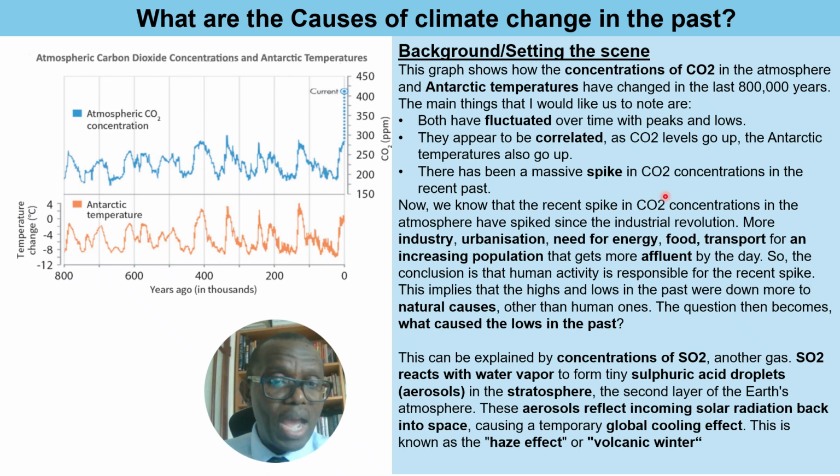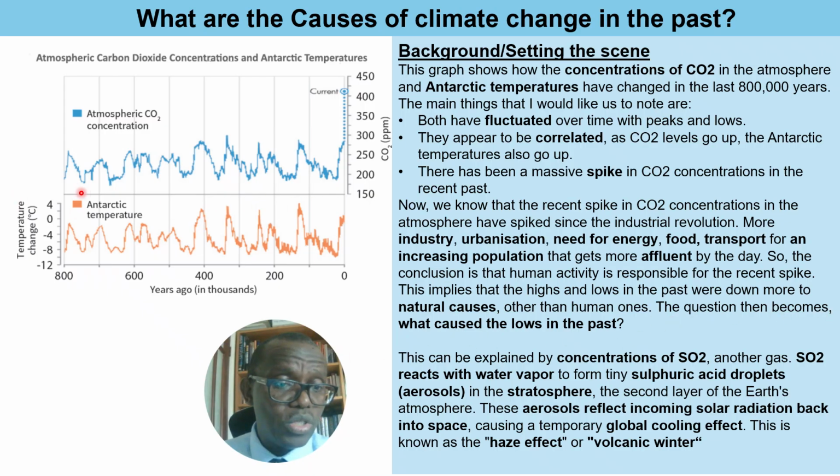And that's where the causes of climate change in the past come in, in terms of there being another factor that was influencing climate. So those are likely to be natural causes, other than human causes over here, which are the main factor here. Okay. So the question is, because we'll talk about the causes of climate change in the past, what caused the lows in the past?